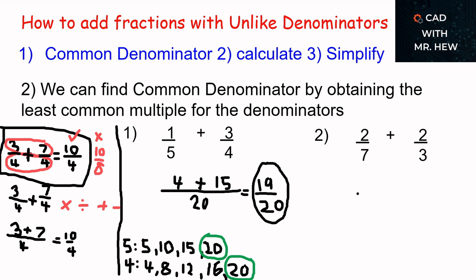If you're not able to spot the common denominator for the 7 and the 3, we're going to do this method. The first denominator in our question 2 is 7, so we're going to draw a line here to separate it. The first denominator, which is the bottom number, is 7, and 7 is unlike, it's not the same as 3. So we have to find the least common multiple.